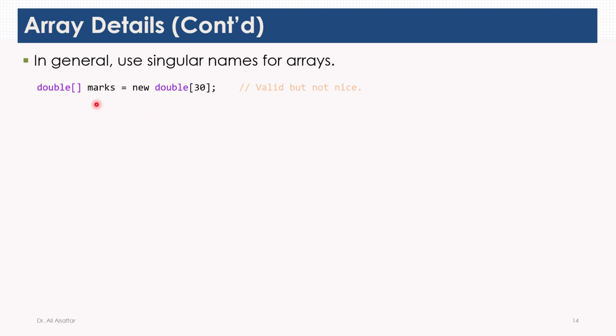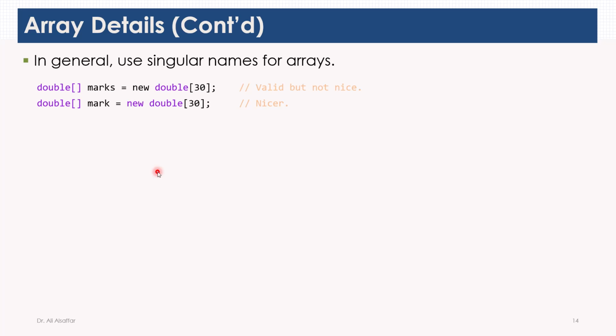Why? Because if you want to refer to an individual mark, you write marks between brackets a number. However, they are not marks, it is only one mark. So it is nicer that instead of defining the name of an array plural, you define it singular. Now here is the nicer declaration, that now when you refer to indexed variables or elements in the array, you write mark between brackets the index. So when you say mark 1, it makes sense that we are referring to an individual element rather than a collection of elements.